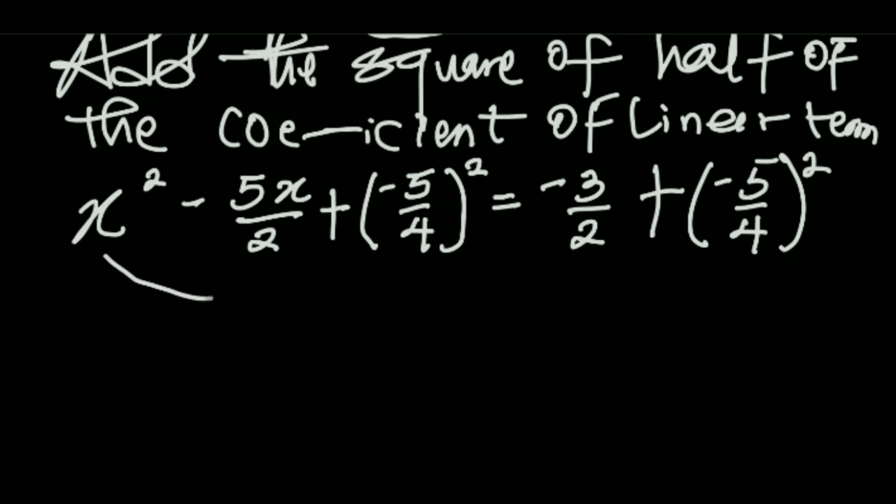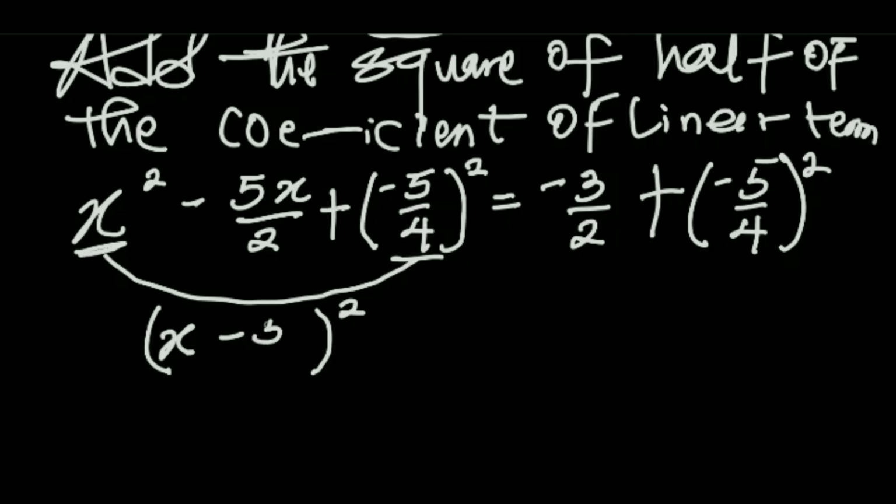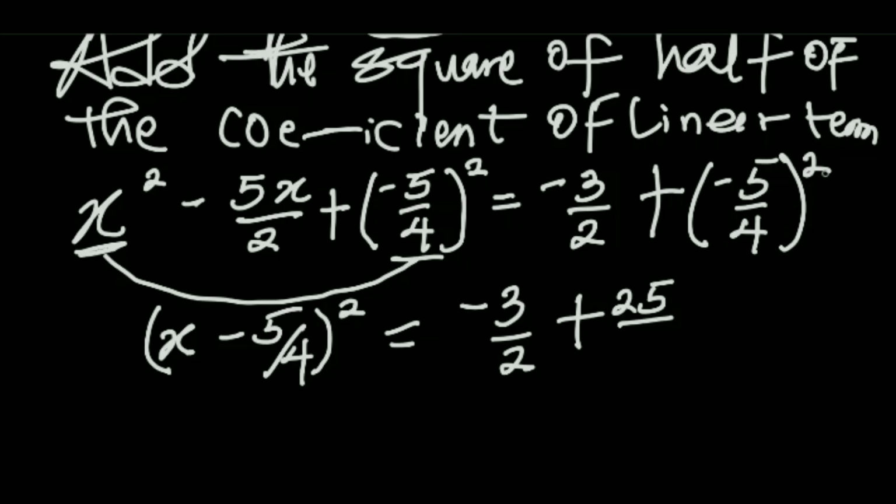Factorize the left-hand side. To factorize this expression, you open a bracket, square it, pick the base here, which is x, pick the base here, minus 5 over 4, equals, this is minus 3 over 2. We are simplifying what we have on the right-hand side. To simplify it simply means to solve further. And so, minus 5 raised to power 2, that is plus 25, and 4 raised to power 2, that is 16.